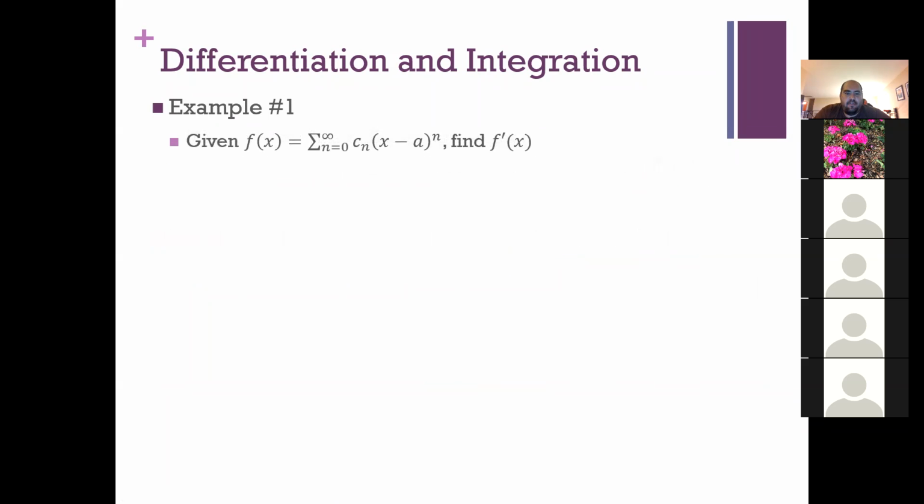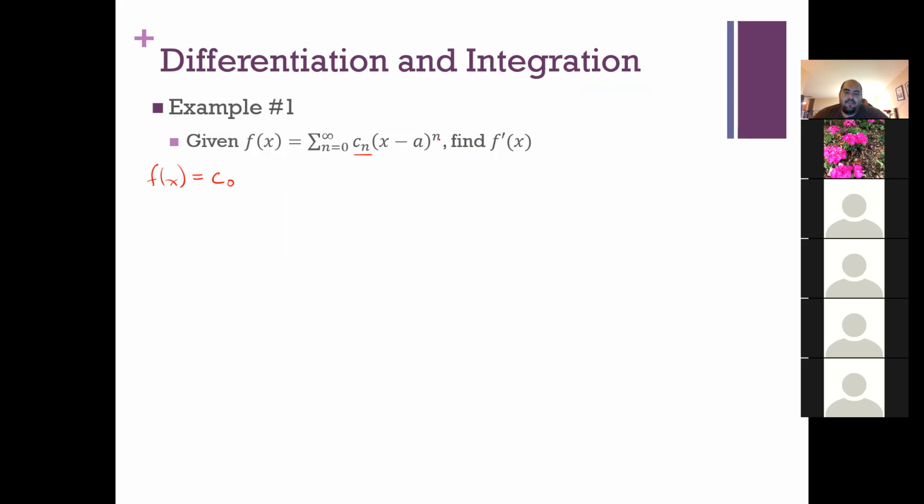So what I want to do here is I just have a generic power series, and I want to find a derivative. So first, let's just write out the first few terms in this series. I don't know if I've talked about this before, but this C sub n is just a list of constants. These are the coefficients for this series, which we don't necessarily need to know. So the first term is going to have that coefficient C0.